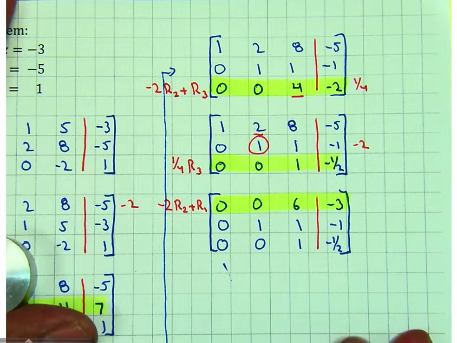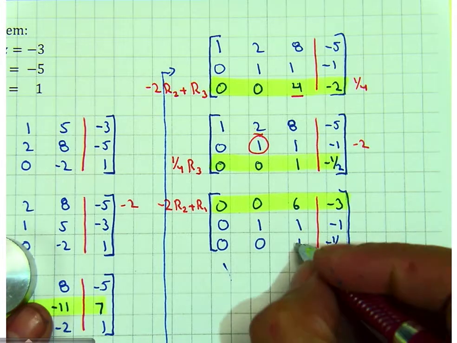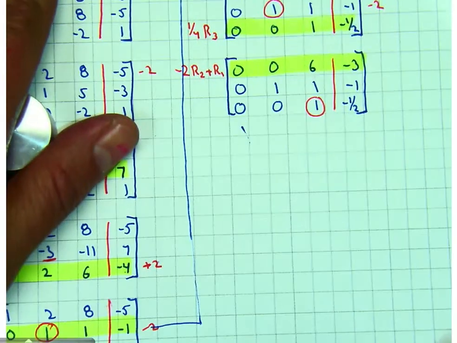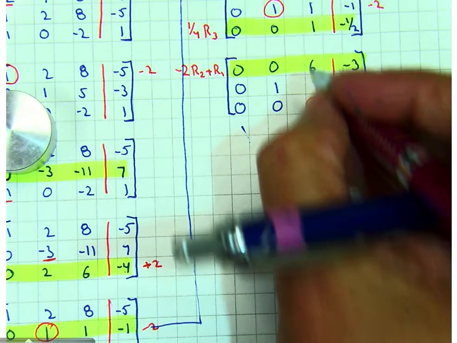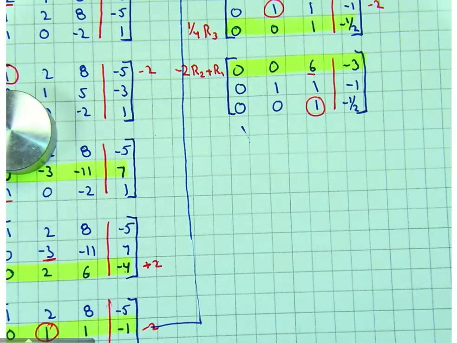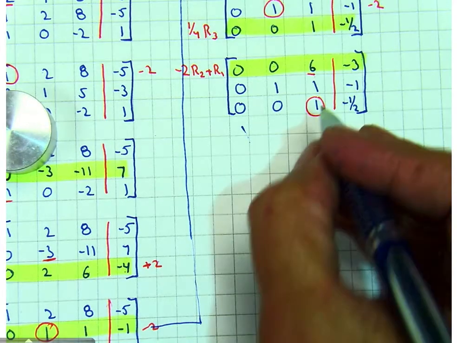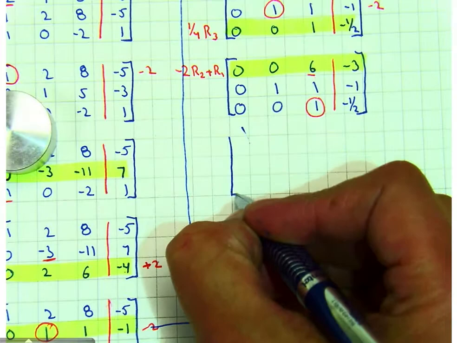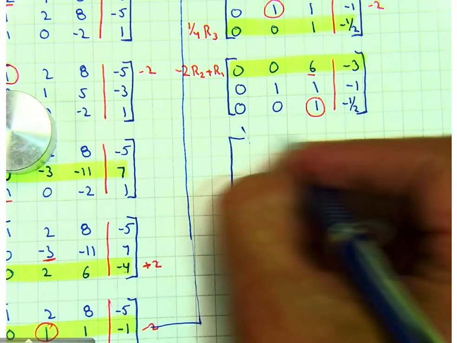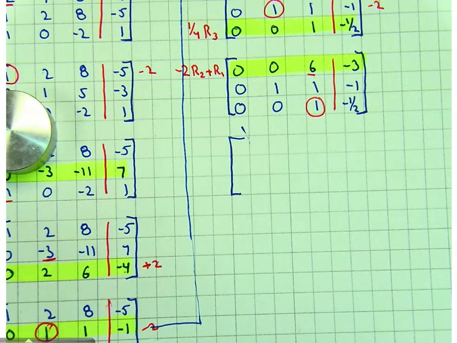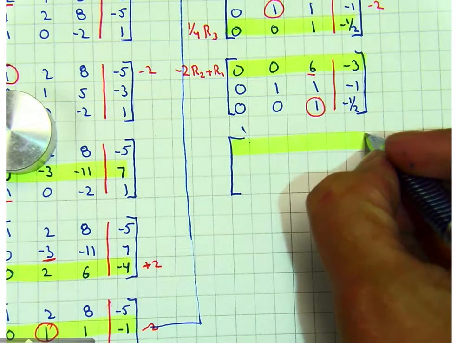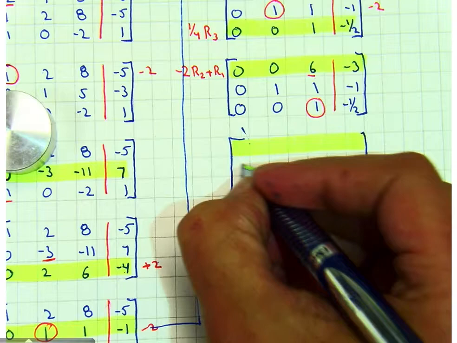Next, I want to use this 1 to make the numbers above a 0. That's the last step. Let's go and make that 6 a 0 first, or the 1. It really doesn't matter since we're going to use this for both. Let's make that a 0. That means that the first one is going to change, which means that the second one and the third one will stay the same.